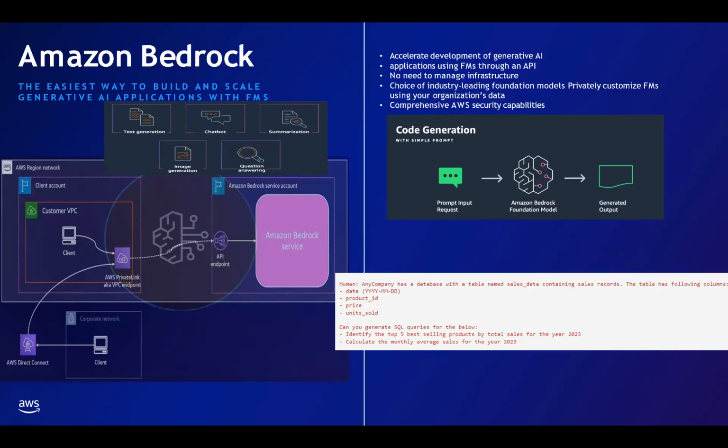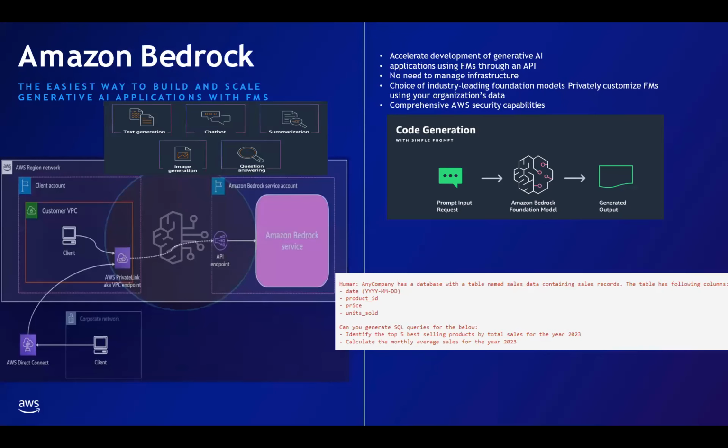So again, Amazon also has an AI platform, which is Amazon Bedrock, a fully managed service that makes foundation models from leading AI startups and Amazon available through an API. So you can choose from a wide range of foundation models to find the model that is best suited for your business. With Amazon Bedrock, you can do text generation, chatbots, summarization, image generation, and question answering. So it is basically an easy way to build and scale generative AI applications with foundation models.